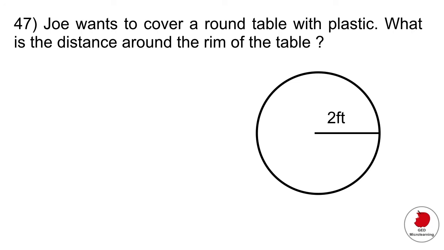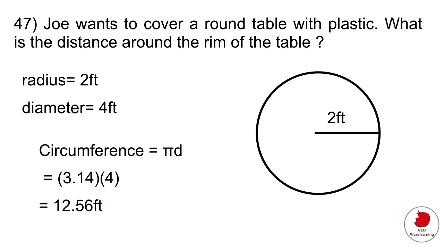So here, in order to find the circumference, the first thing that you do is change that radius, which is 2 feet, and make it into a diameter. Okay, so the diameter is twice the radius. The reason you're doing this is because the formula for circumference is pi multiplied by the diameter.